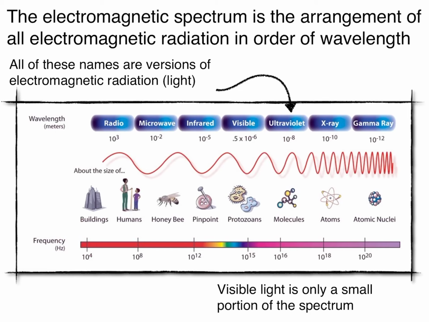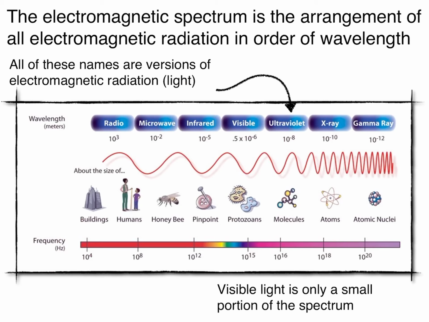Earlier I said that it is better to say the speed of electromagnetic radiation rather than the speed of light, because we are familiar with the visible spectrum of light, the visible range, which we call light. But light consists of other rays like radio waves, microwaves, infrared, ultraviolet, X-rays and gamma rays. All of these names are versions of the electromagnetic radiation, which is called light.